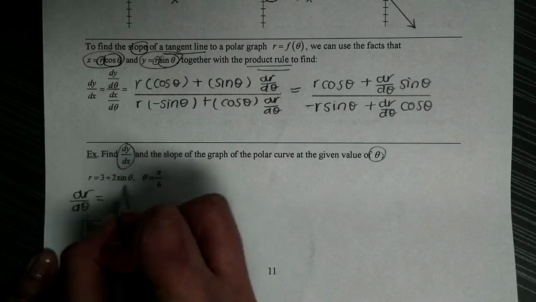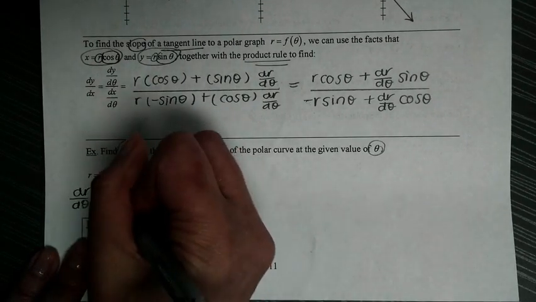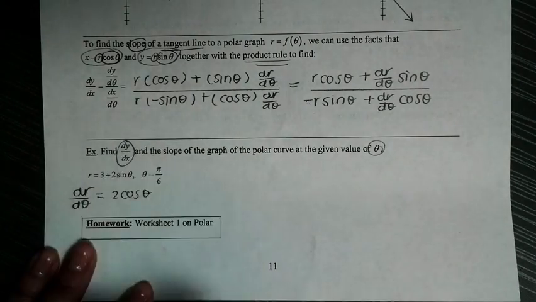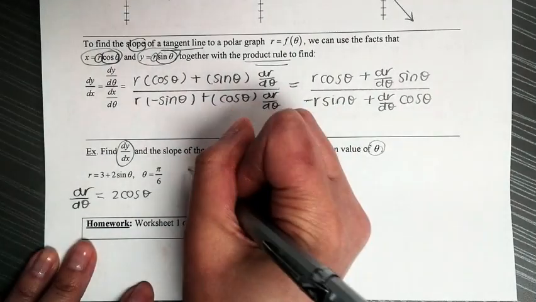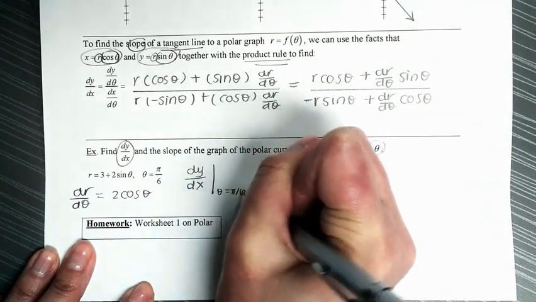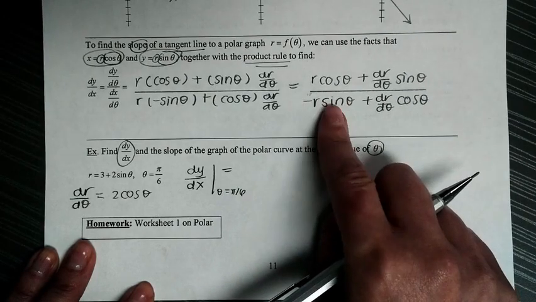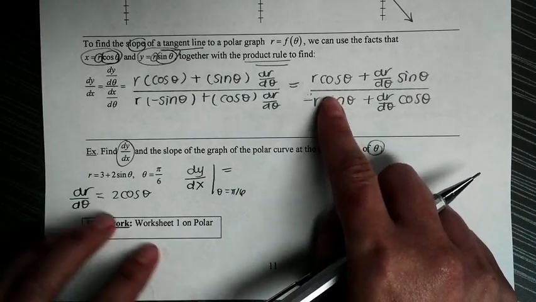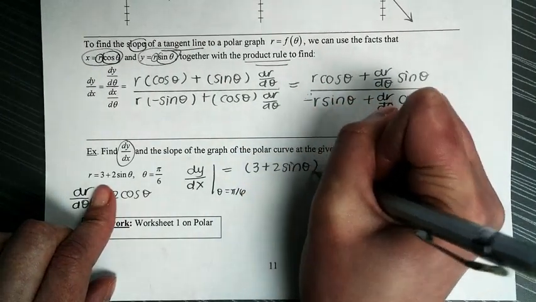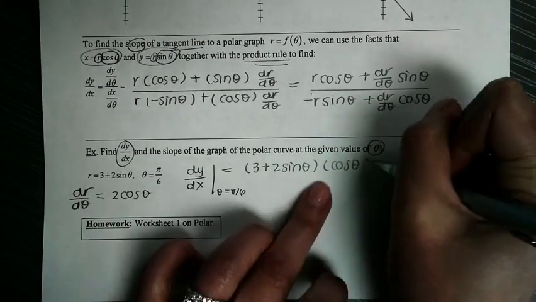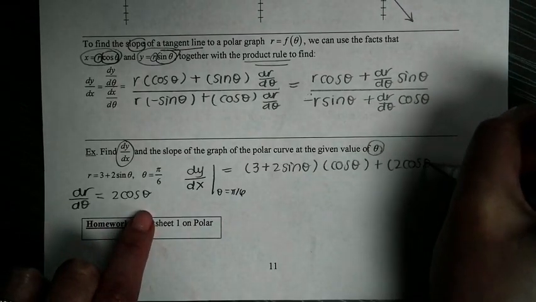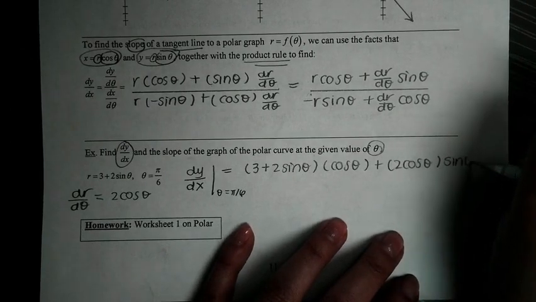What's dr d theta? It's the derivative of this little thingy here. So you know that the 3 is 0, then you have 2 cosine theta. So this is the derivative. So what are we going to do here? To apply the formula for dy dx, and they want it evaluated at theta equals pi over 6, you are going to follow this formula. What is r? They gave you from the hypothesis of the problem that it was 3 plus 2 sine theta. Then you have the cosine theta, close it, plus then you have dr d theta, which is going to be 2 cosine theta, and then you have the sine of theta from the formula.